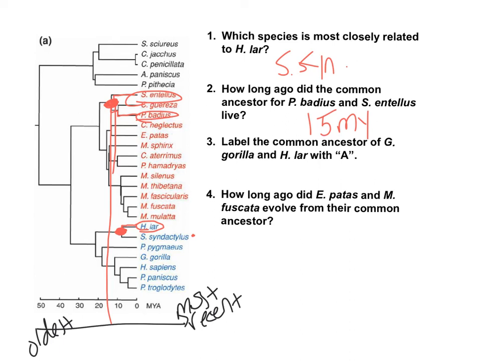Number 3, label the ancestor of G. gorilla and H. lar. G. gorilla and H. lar. I will follow my lines back until they meet. Ancestor is right here.